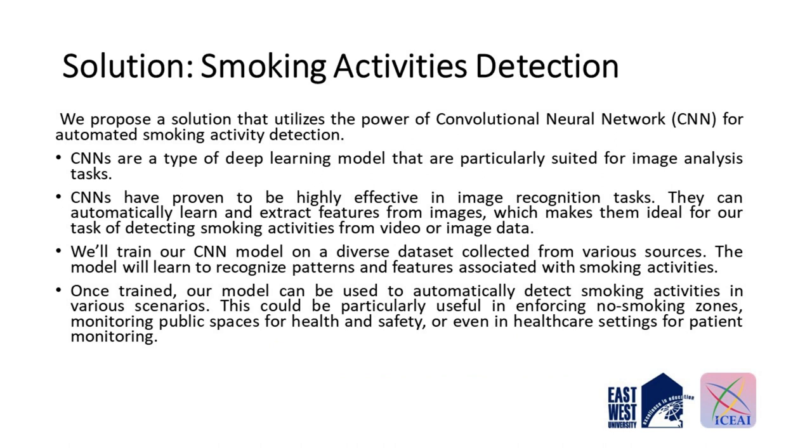We propose a solution that utilizes the power of convolutional neural networks, CNN, for automated smoking activity detection. CNNs are a type of deep learning model that are particularly suited for image analysis tasks. CNNs have proven to be highly effective in image recognition tasks. They can automatically learn and extract features from images, which makes them ideal for our task of detecting smoking activities from video or image data.